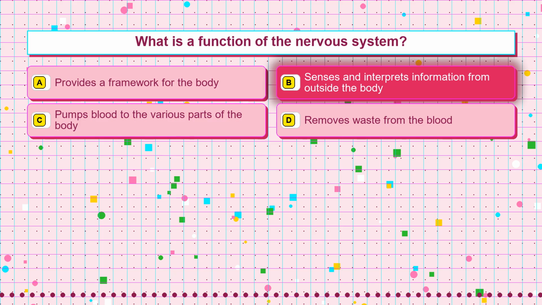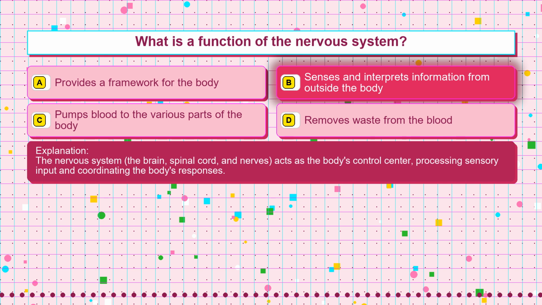The correct answer is option B. Senses and interprets information from outside the body. The nervous system, the brain, spinal cord, and nerves, acts as the body's control center, processing sensory input and coordinating the body's responses.